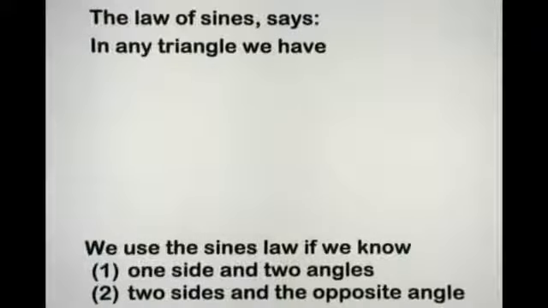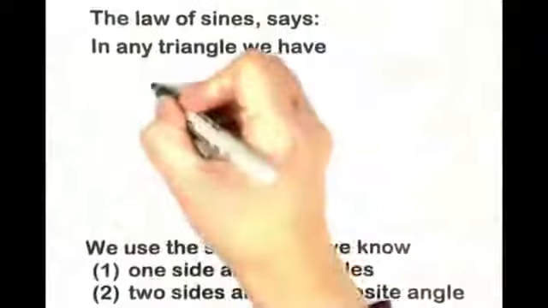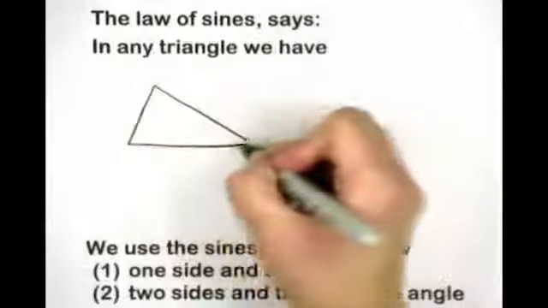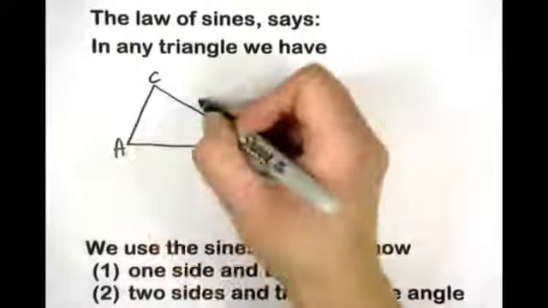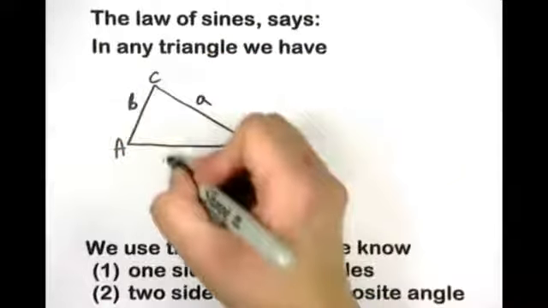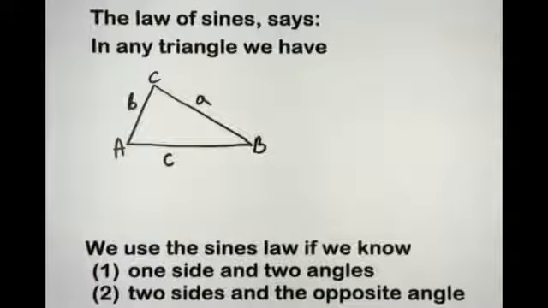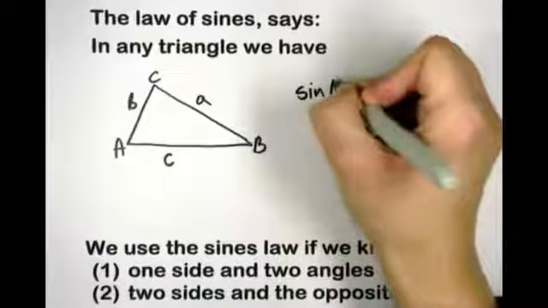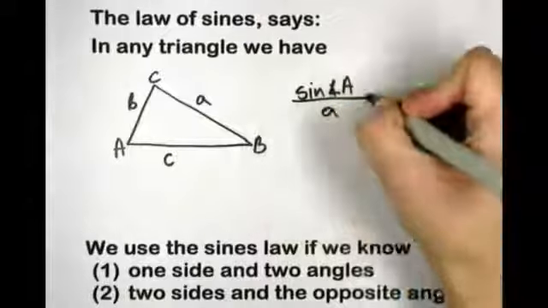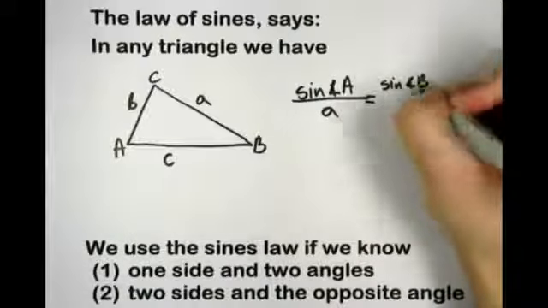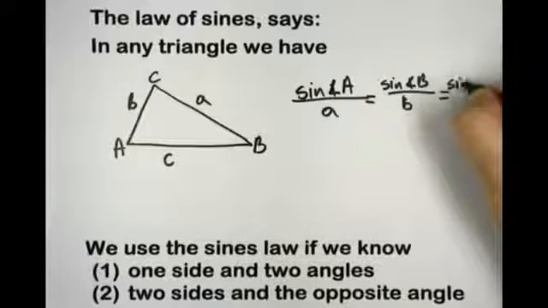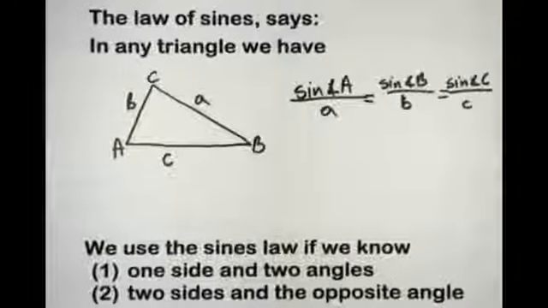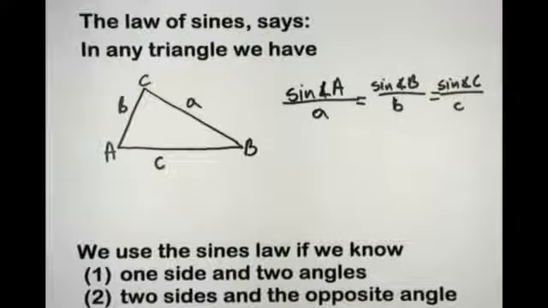The law of sines says, in any triangle, so we draw the triangle, it can be any triangle. It does not need to be a right triangle. We have the angles A, B, and C. Opposite angle A is side A, opposite angle B is side B, opposite angle C is side C. So the sine law says that the ratio sine of angle A over A is the same as sine of angle B over B, and that's exactly the same as sine of angle C over C. That's the law of sines.